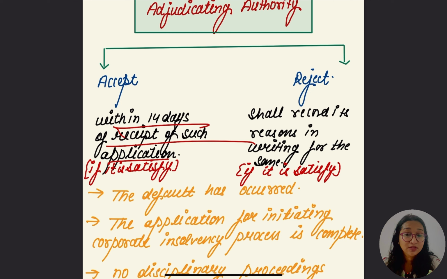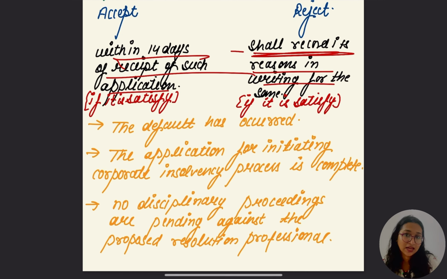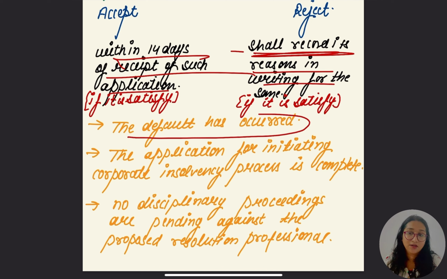And if the adjudicating authority has rejected the application, in that case the reason should be recorded in writing. Let me read it. It shall record its reason in writing for the same if it is satisfied, ठीक है. So on what basis are they going to accept or reject that application? First of all, let's talk about the acceptance of the application: the default has actually occurred, ठीक है. The default has actually occurred by whom? The corporate debtor, ठीक है. The corporate debtor is the culprit here first of all, ठीक है. So who has done that default? Definitely the corporate debtor, ठीक है.